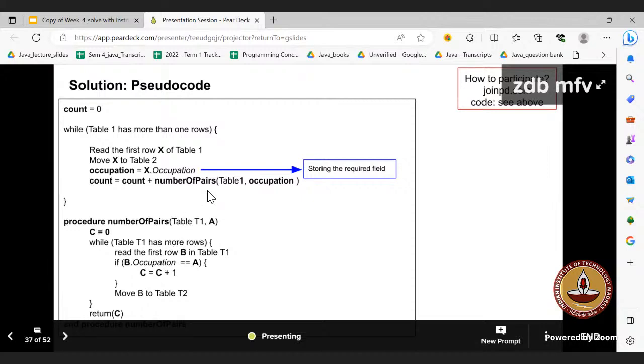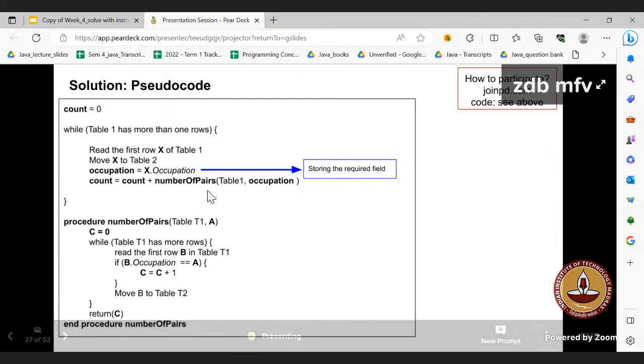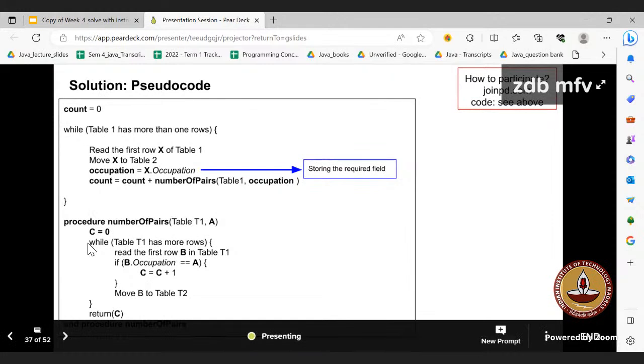Means when we get occupation, only then this procedure can start. No, not about the procedure. Execution will happen line by line only, but after calling the procedure, what calling the procedure means is that you are giving the actual values to your procedure.